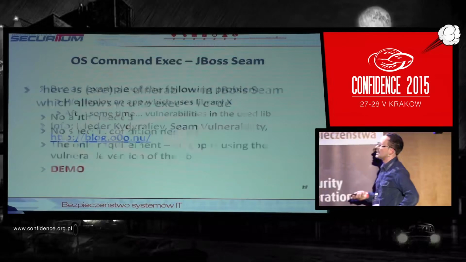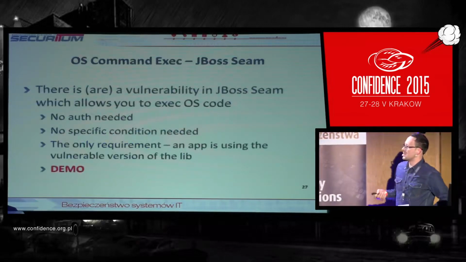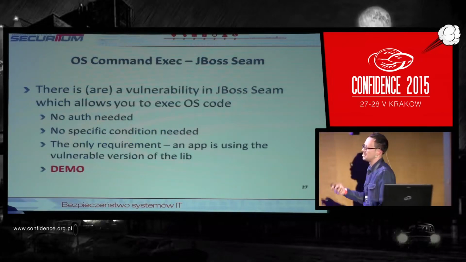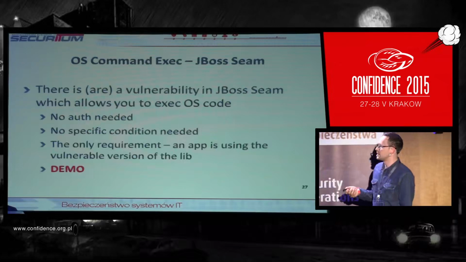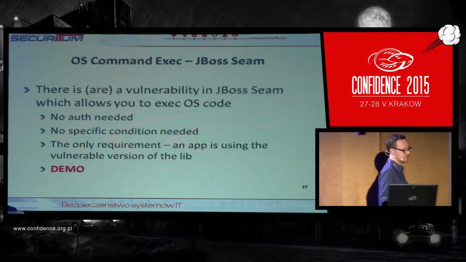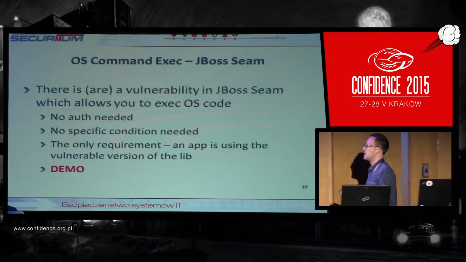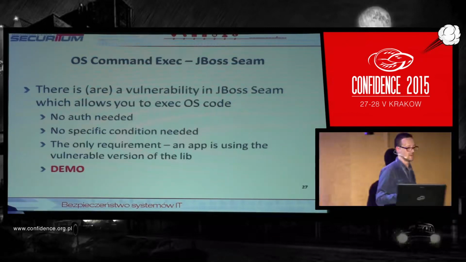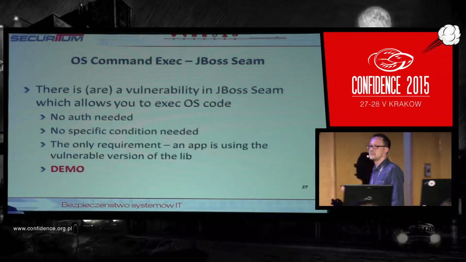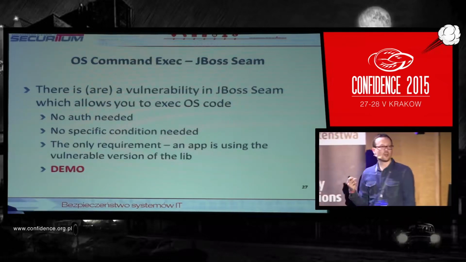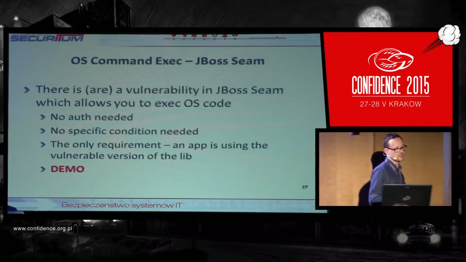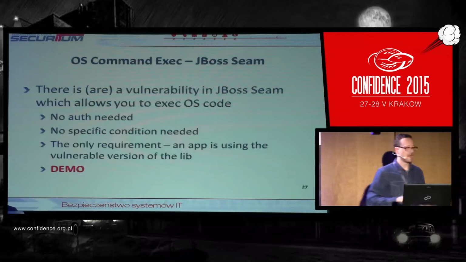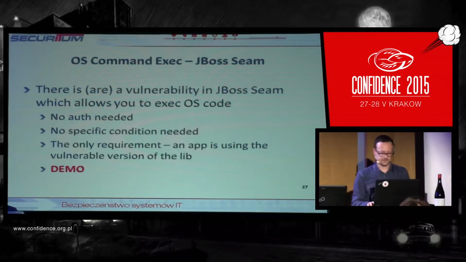And there is a very interesting bug in this JBoss Seam library. This is not a bug in JBoss or Java. This is a bug in a library. And why did I choose this bug to show you today? Because very often no authentication is needed to exploit this vulnerability. No specific condition is needed to exploit this vulnerability. And the only requirement is that the application is using the vulnerable JBoss Seam library. And it's also quite easy to exploit.